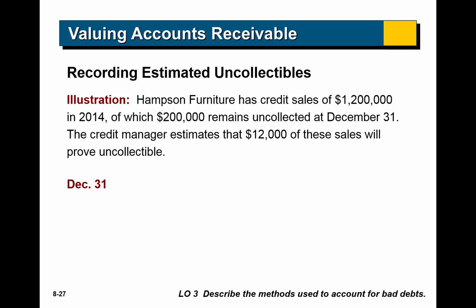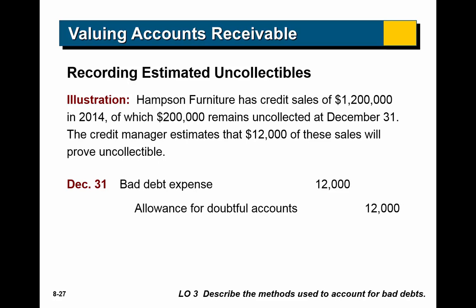If they wait until next year when someone finally says, hey, I can't pay you, and they take the bad debt expense then, it's going to throw off their books, right? Because that expense will be part of next year's expenses, when really it should be part of the 2014 expenses, because that's when the sales were made. So instead, we're going to do an estimate, and we're going to say bad debt expense, debit $12,000, and allowance for doubtful accounts, credit $12,000. That allows us to take the expense now, and then in the future, when people call and say, hey, I can't pay you, we'll remove that from the allowance.